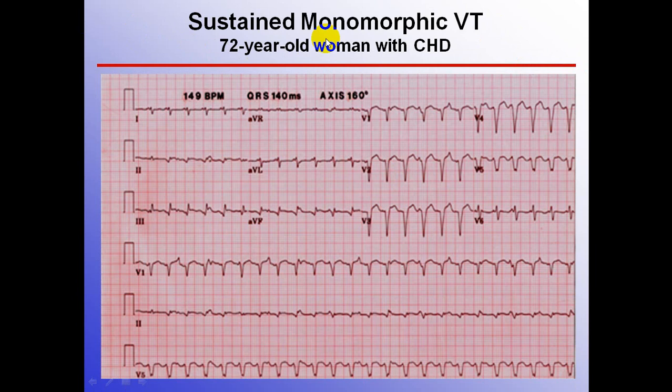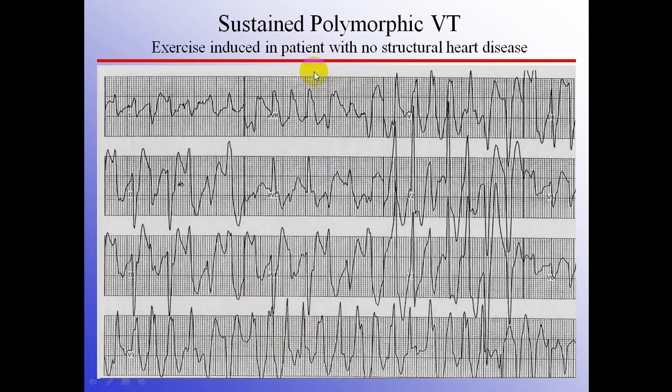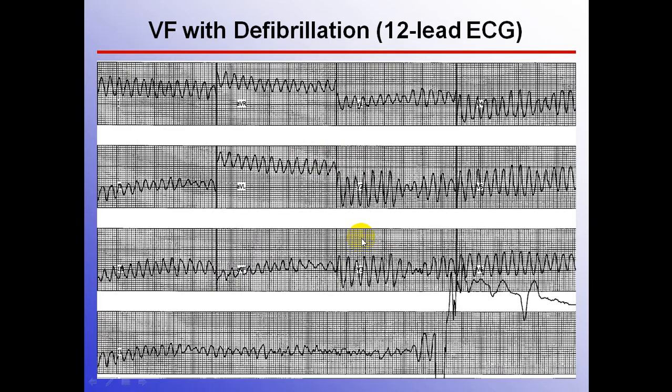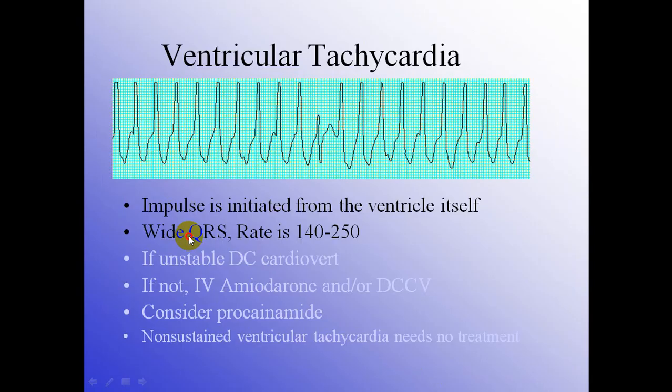This is sustained monomorphic. Look at that, the same QRS complex. There is no P wave, rate about 200. And this is the monomorphic VT. This is sustained polymorphic: the QRS complex is different from one to another. This is sustained VT, polymorphic, with different morphology. VT with defibrillation and VF: this is VF and we give defibrillation, it responds a few times and then no response.